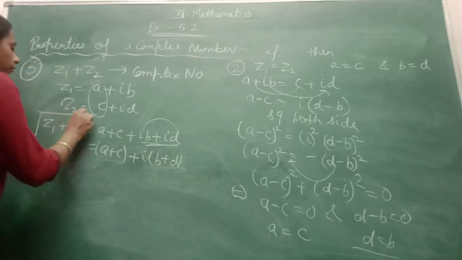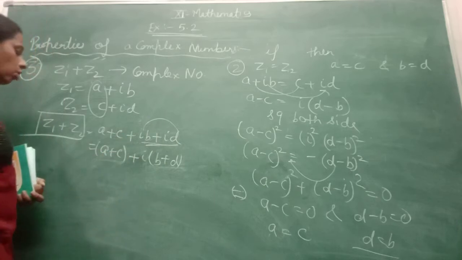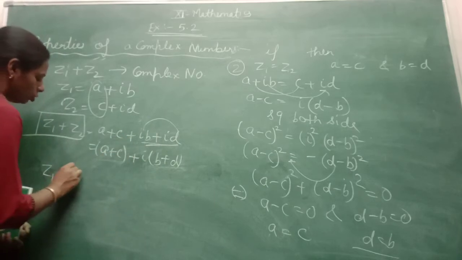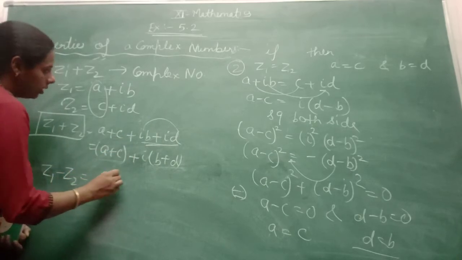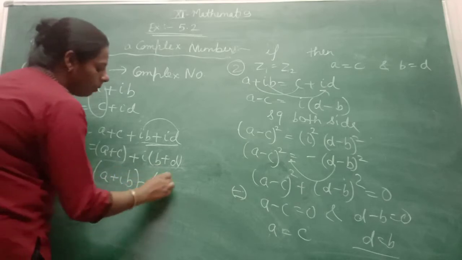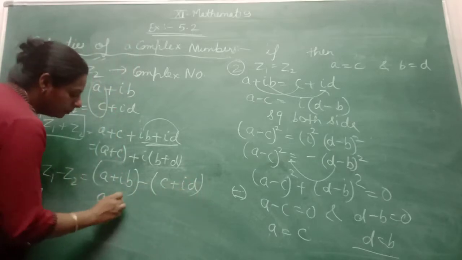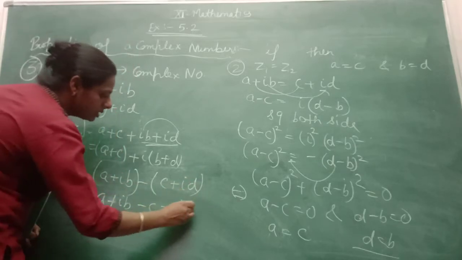So the addition of two complex numbers is also converted in the form of a complex number. In the same way, you can show the subtraction also, where the first complex number is a plus ib and the second complex number is c plus id. Change the symbol: minus c minus id.